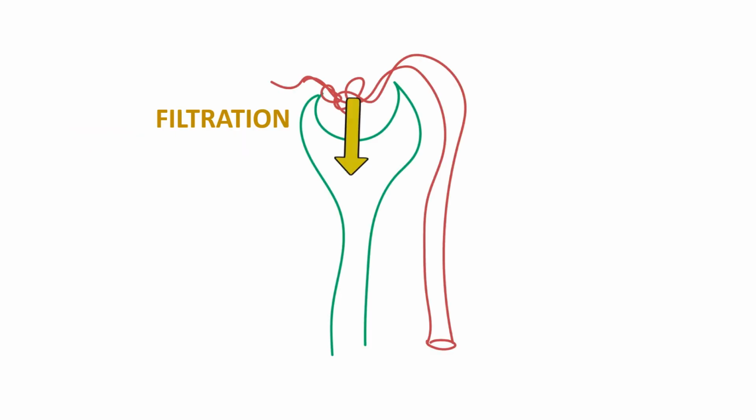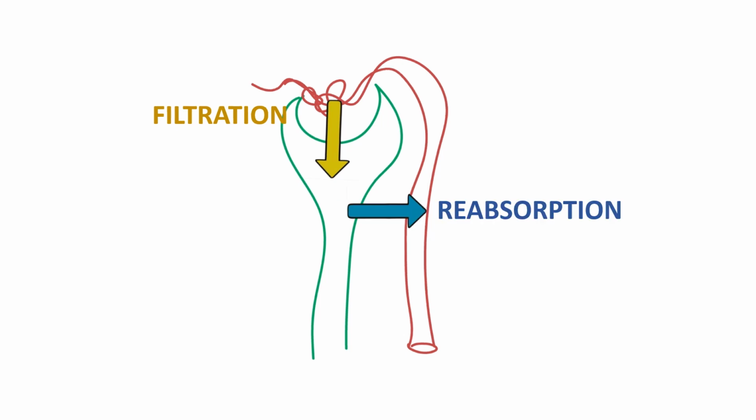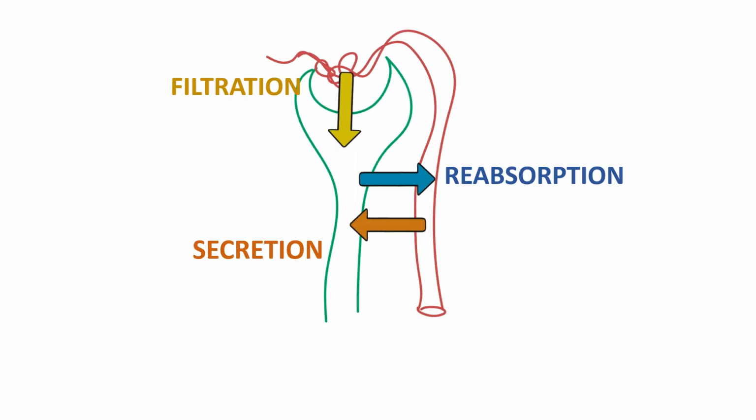So once again, in the tubule and the glomerulus, different things happen. As we talked about earlier, initially we have filtration, in which some molecules move from the glomerulus into the Bowman's capsule and the tubule. There are some things which move back into the blood, and this is called reabsorption. And there are also a few things which come from the arteriole into the tubule, and these are called secretion.